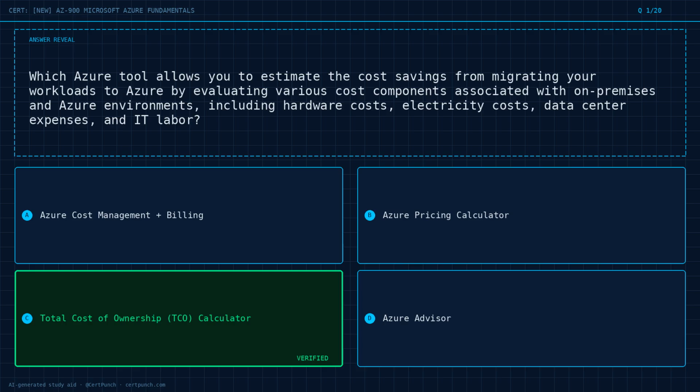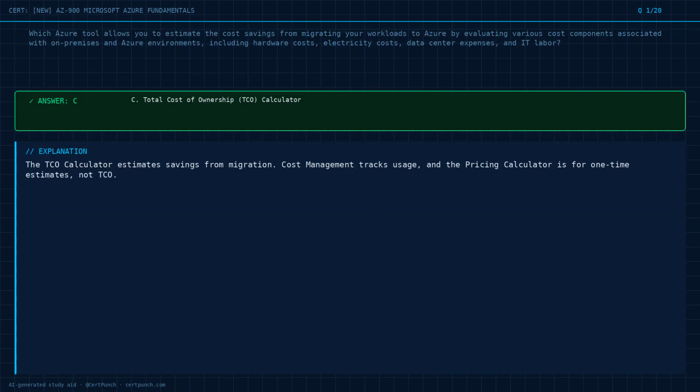The answer is option C. Exam logic. The TCO calculator estimates savings from migration. Cost management tracks usage, and the pricing calculator is for one-time estimates, not TCO.